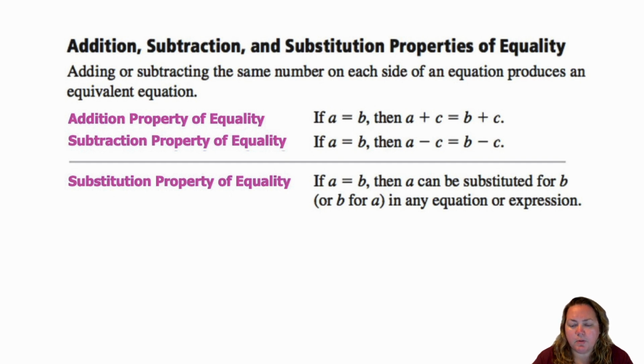The substitution property of equality says that if A equals B, then I can substitute A for B, or I can substitute B for A, and the equation will stay the same.